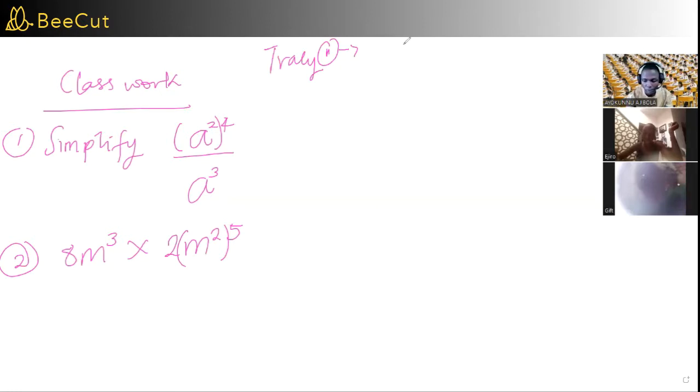I'm waiting. A raised to power 8 over A raised to power 12. Okay, A raised to power 8 over A raised to power 12. A raised to power 8, A raised to power what? 12, right?